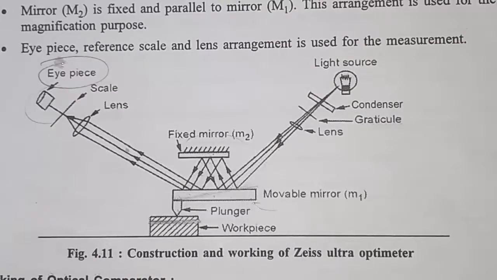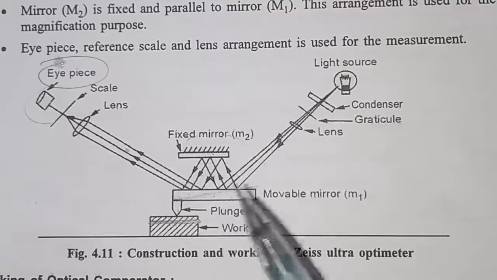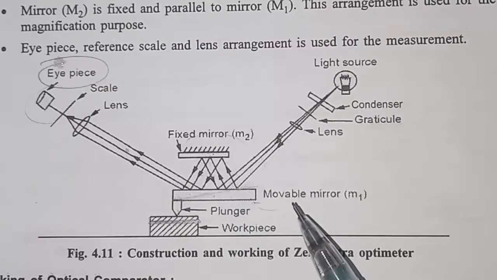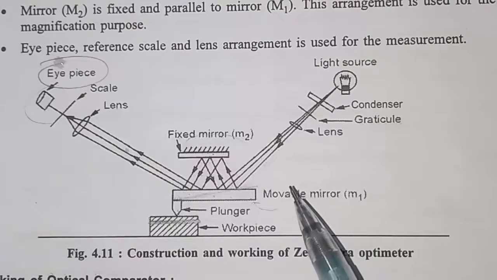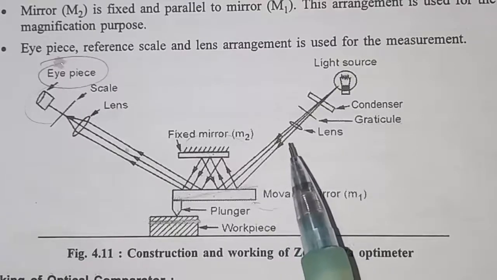Now application. The optical comparator is used where a very high degree of magnification is required. Okay, so where higher magnification is required, this comparator is used.